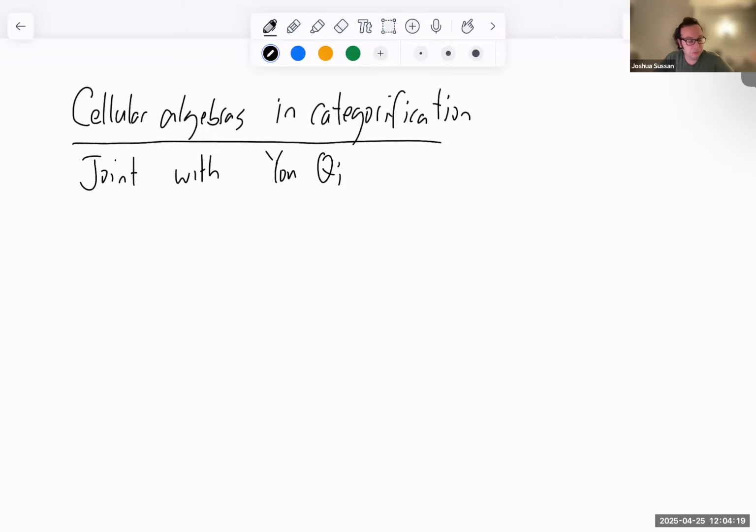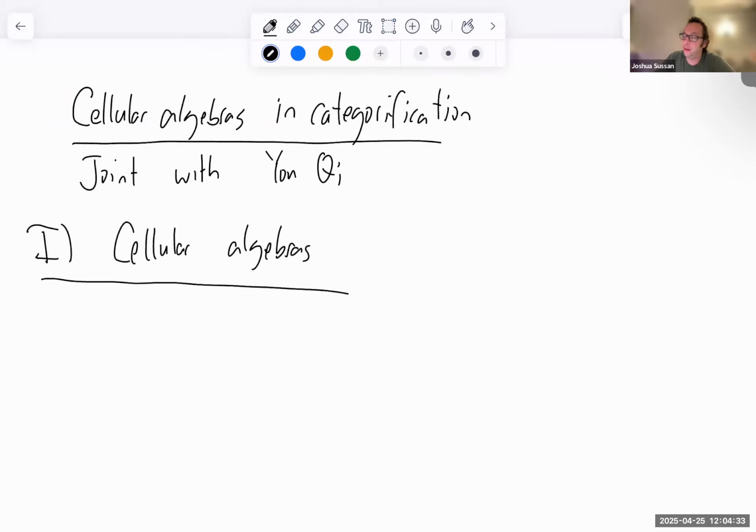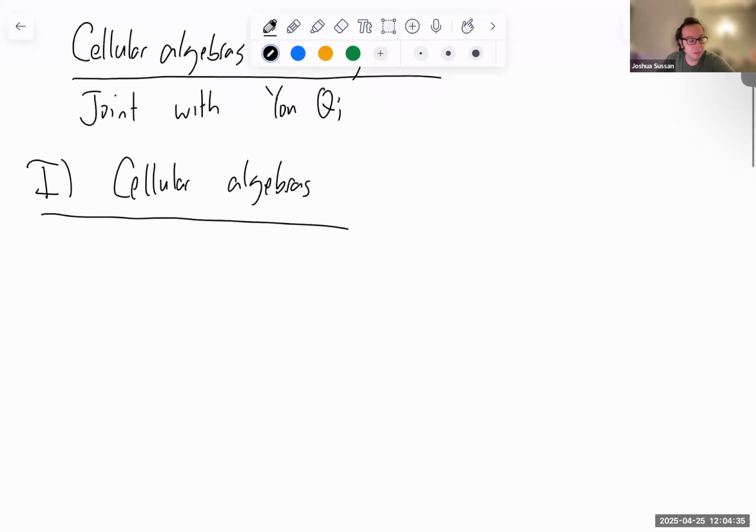For most of this talk, I'm going to focus on something fairly algebraic, which has some combinatorial flavor, which is cellular algebras. So in the first section, I want to define what cellular algebras are. And I want to give some examples and why they're such a nice class of algebras.